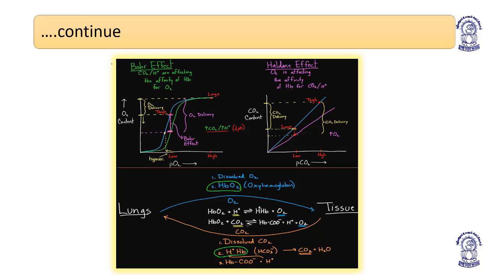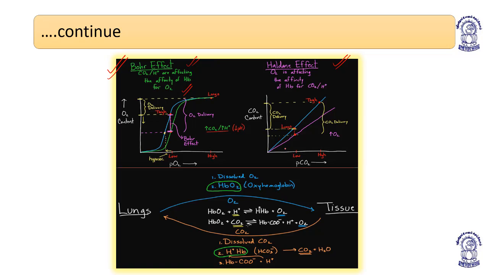Now, these are the two graphs. One is the Bohr effect and the other one is the Haldane effect. You can see CO2 and H plus are affecting the affinity of hemoglobin for oxygen. So the most important thing you have to remember is what the Bohr effect says: that CO2 and the presence of H plus ions in the blood, that is the pH of the blood, are the major factors which affect the dissociation of hemoglobin and oxygen, right? The Haldane effect tells that O2 is affecting the affinity of hemoglobin for CO2 and H plus. So they are antagonistic effects.